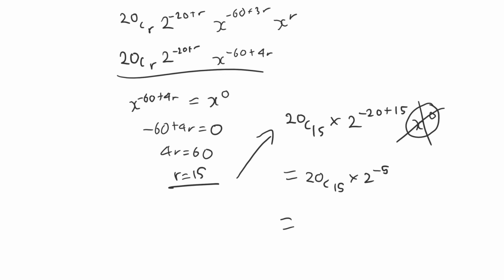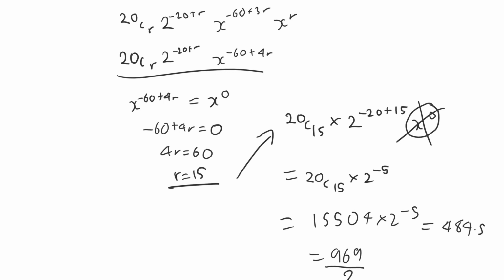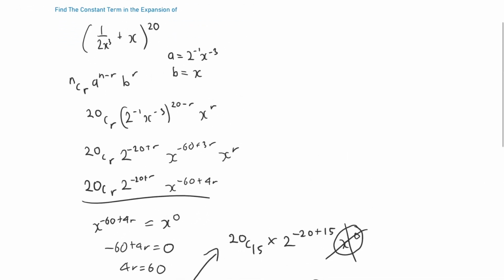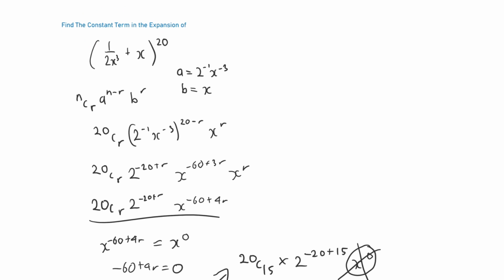And then we get 20 choose 15 on our calculator is 15,504, times 2 to the minus 5, which is equal to 484.5, or as a fraction 969 over 2. And there you have it. That's your constant term in the expansion of this equation.